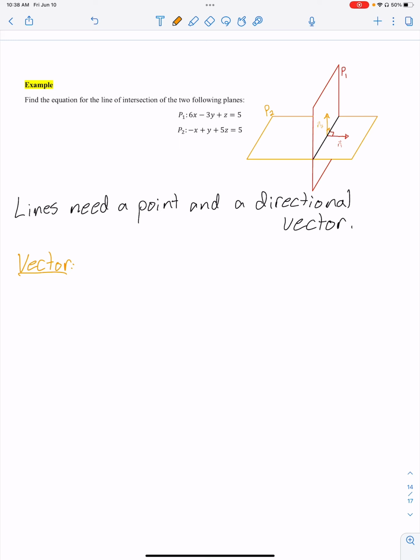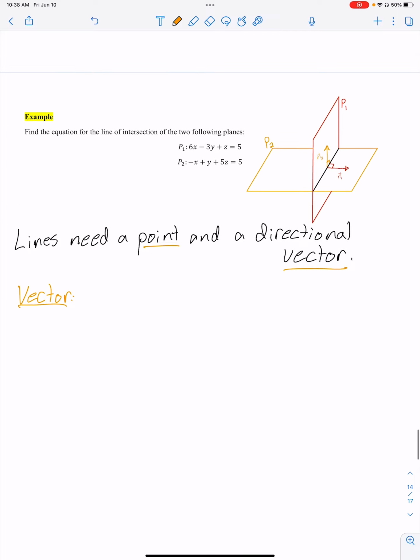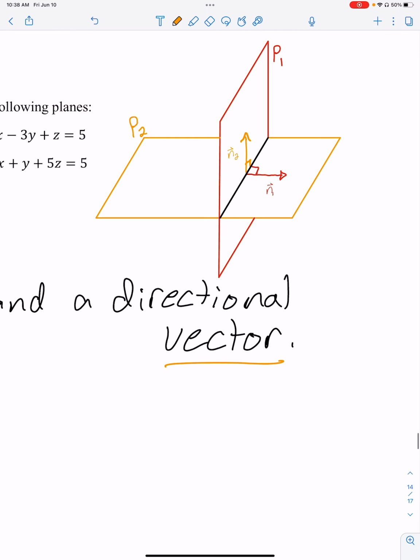And remember, a directional vector is the actual direction that the line is going in. So that black line there, we need the directional vector of that black line. Now, notice that I drew in the normal vectors. You see the red normal vector for P1 and the orange normal vector for P2. Those are our normal vectors for our intersecting planes.